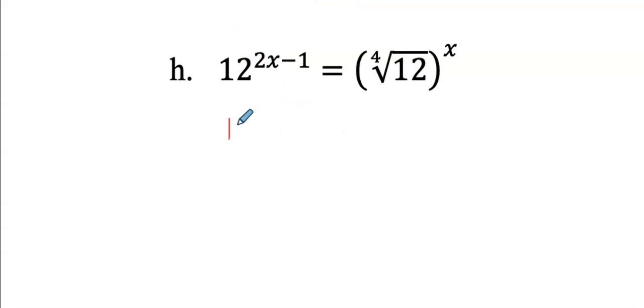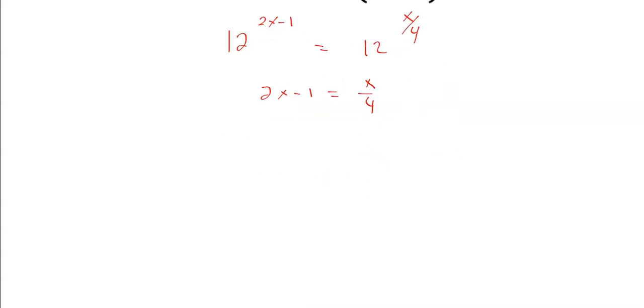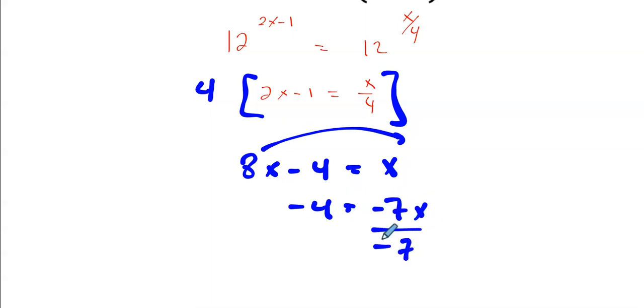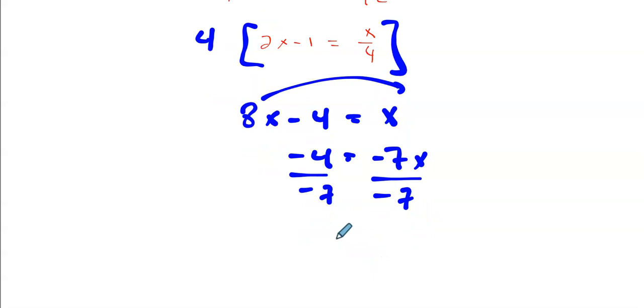My first one is no big deal. 12 to the 2x minus 1 equals, and I'm going to rewrite this as 12 to the x over 4th power. So you got 2x minus 1 equals x over 4. Again, however you want to approach this, I'm going to clear my fraction, multiply everything by 4, make this a little nicer. So you got 8x minus 4 equals x. Bring the 8x over, you get negative 4 equals negative 7x, and then divide both sides by negative 7, and you get x equals 4/7.